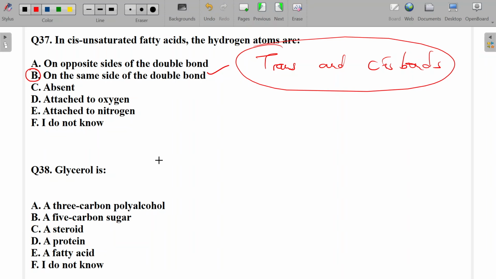Then question 38, glycerol is A, a 3-carbon polyalcohol, B, a 5-carbon sugar, C, a steroid, D, a protein, E, a fatty acid, F, I do not know. A 3-carbon polyalcohol. Wonderful. It is a polyalcohol.